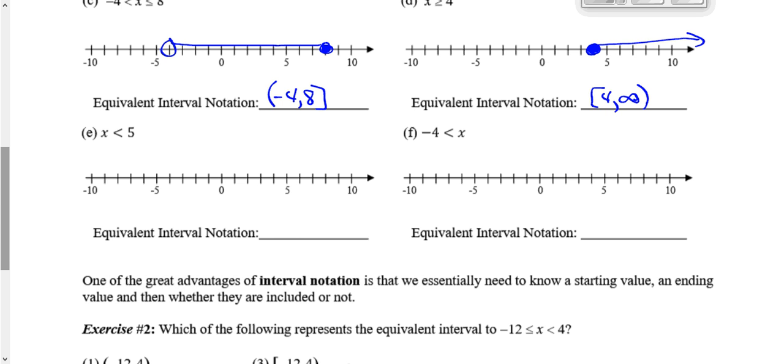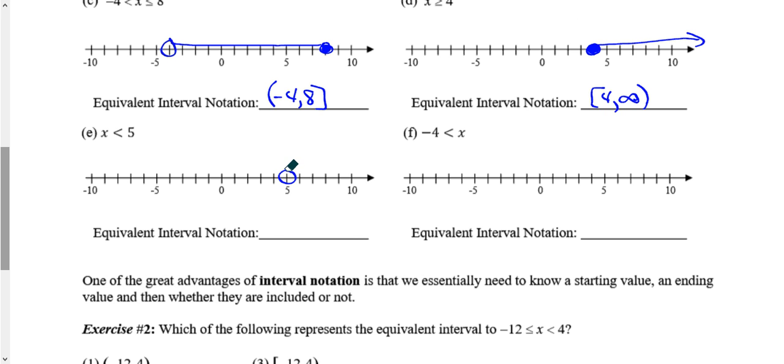Right now, we're going to finish E and F here, okay? Graph it properly and write it in interval notation. See how you do. So for E, it looks like most of you got an open circle on 5.